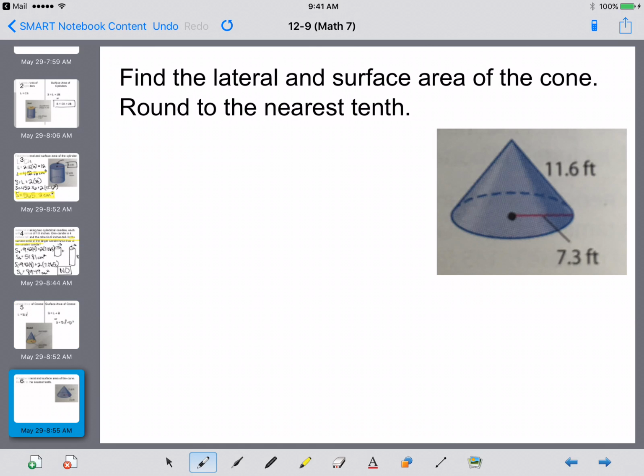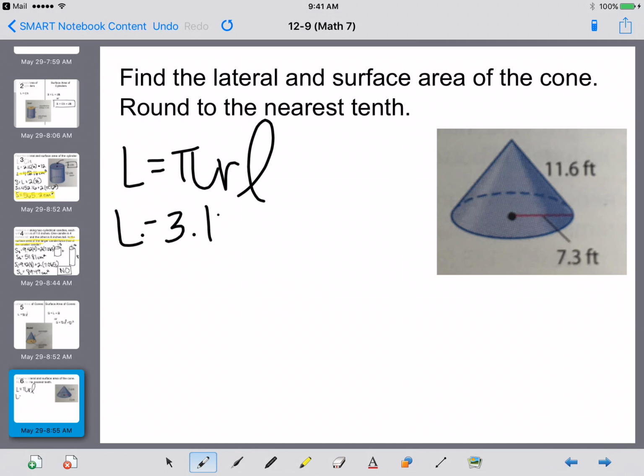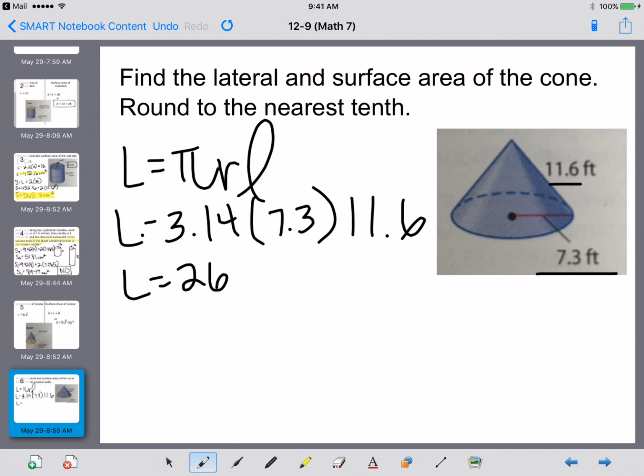So here we want to find the lateral area and then the surface area of our cone. Our lateral area is pi times the radius times the slant height. That'll be 3.14 times our radius here of 7.3 times our slant height of 11.6. I'm just punching that in, 3.14 times 7.3 times 11.6, to get a lateral area of 265.8952.